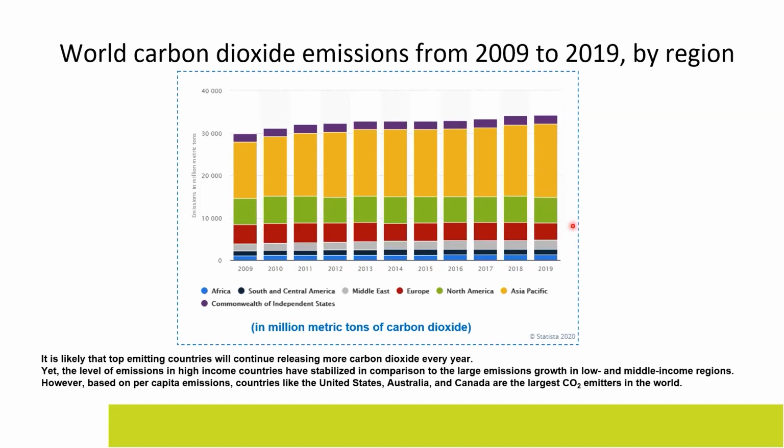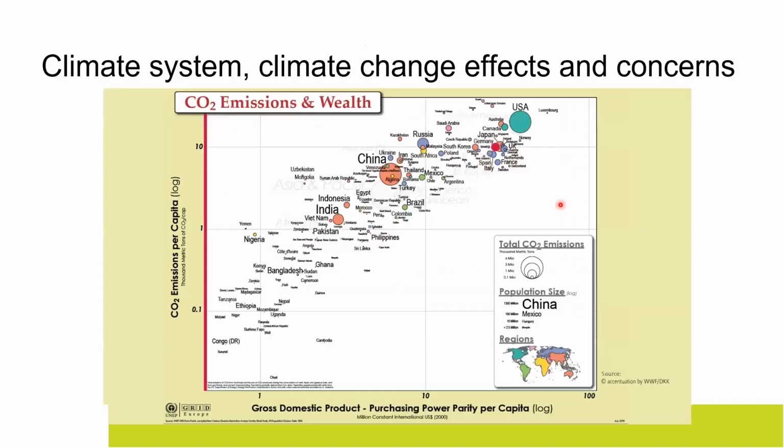So this gives us the opportunity to see that no matter how different countries try to reduce, while some are still emitting, it has an effect on every one of us. It's an equal effect on everyone. So we need to do something, and this is the reason why we're here. So let's take a look at the CO2 emission and wealth.